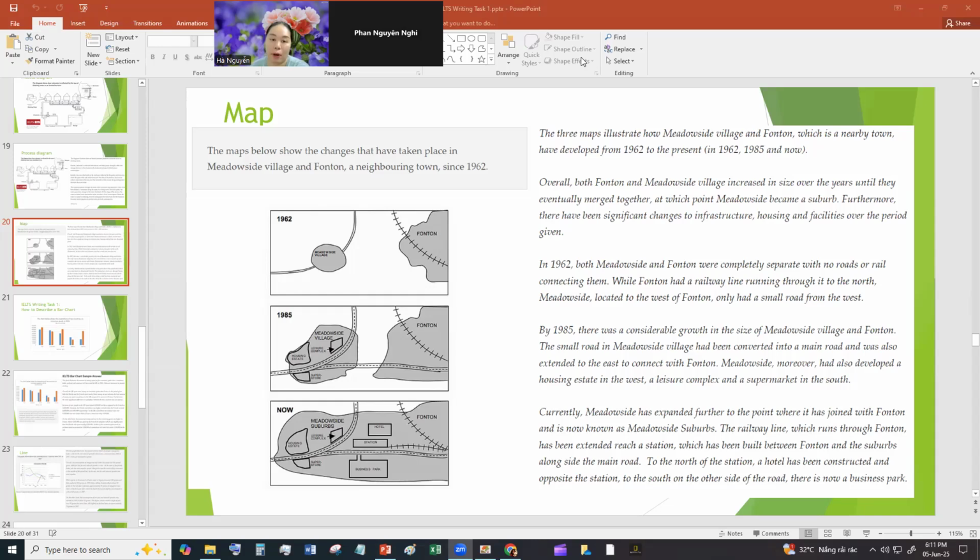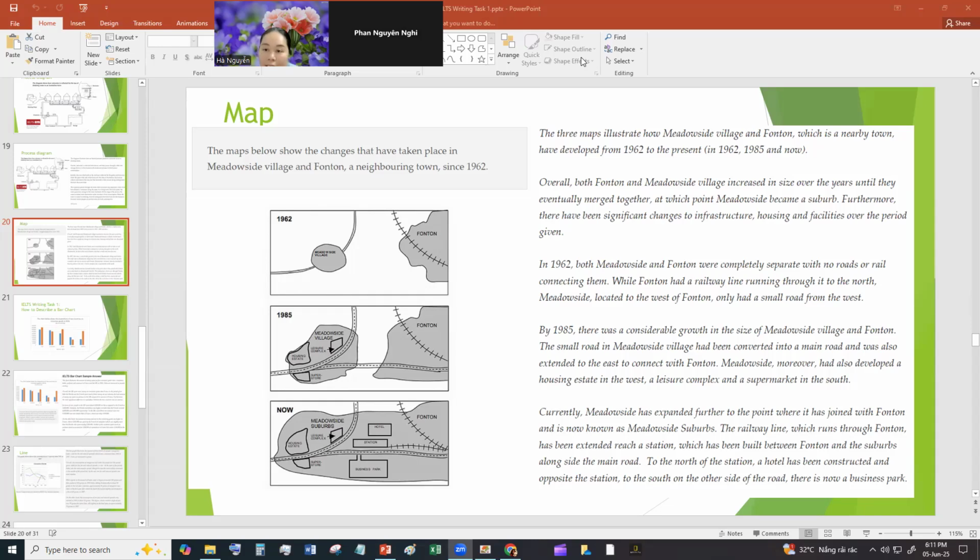For example, they add detail, the three maps; they change the verb, illustrate; and they change the structure. Instead of a noun phrase, the changes that have taken place, they turn it into a clause, how Meadowside Village and Fontaine, which is a nearby town, have developed.